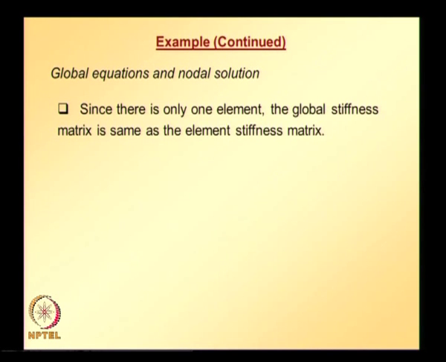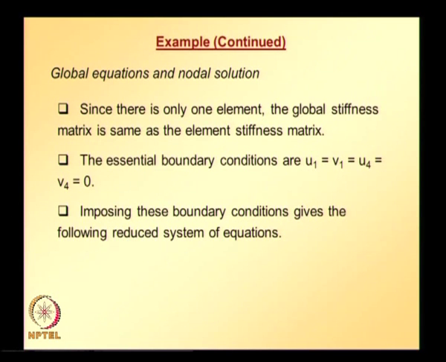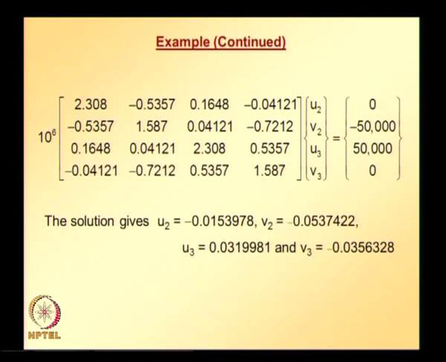Global equations and nodal solutions. Since there is only one element, the global stiffness matrix is the same as the element stiffness matrix. These are the essential boundary conditions. Imposing these boundary conditions gives the following reduced system of equations, and solving this we get the displacements at nodes 2 and 3. Once we obtain the displacements at nodes 2 and 3, we can easily do post processing, like calculation of stresses.